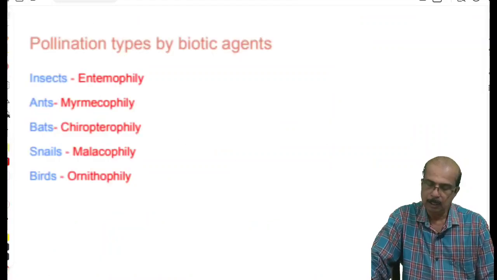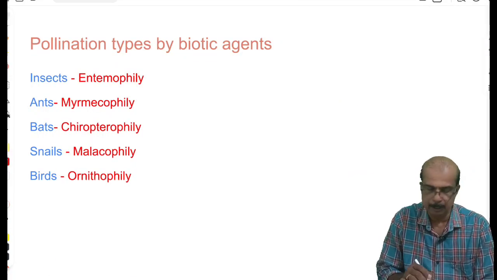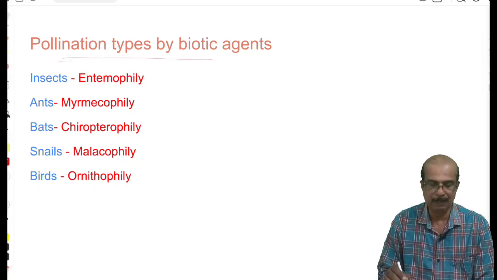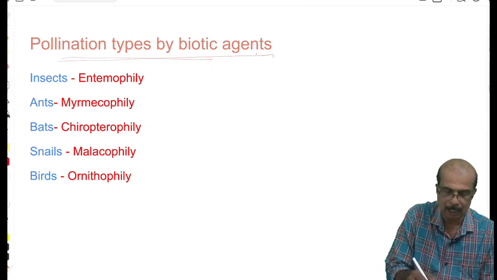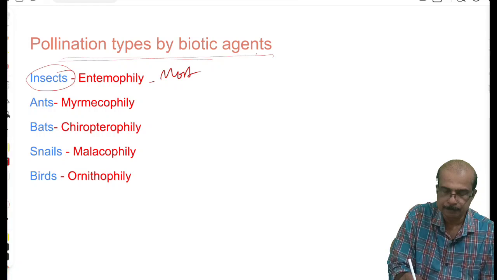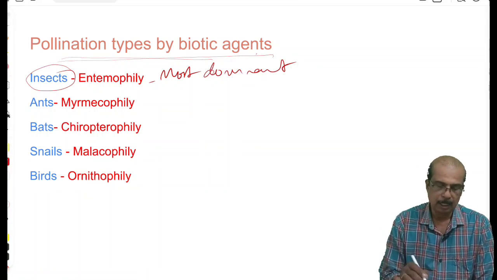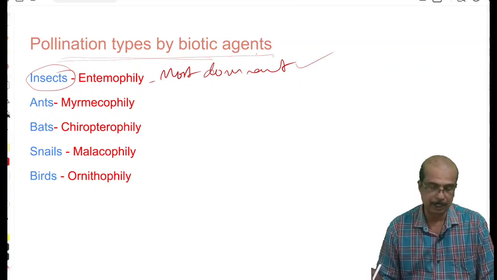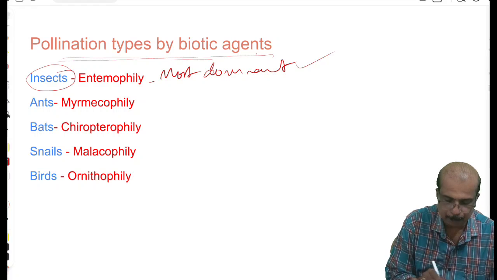Then some terms are introduced here. Pollination types by biotic agents. If the biotic pollinating agent is an insect, insects are the most dominant pollinating agents. Among animals, insects are most dominant. Majority pollination is done by insects, and such pollination is called entomophily.